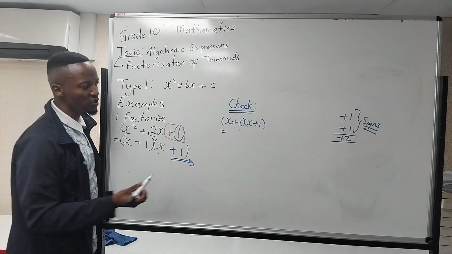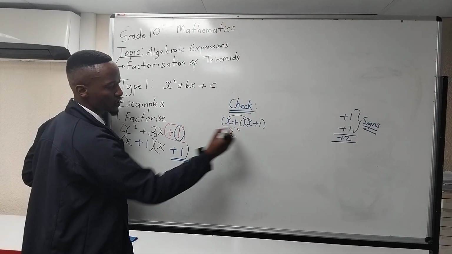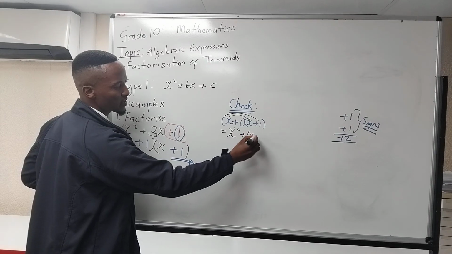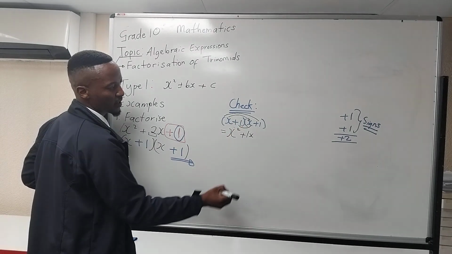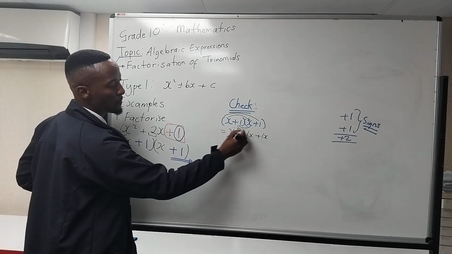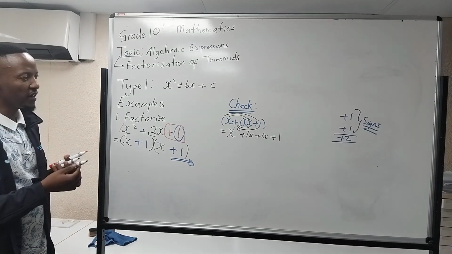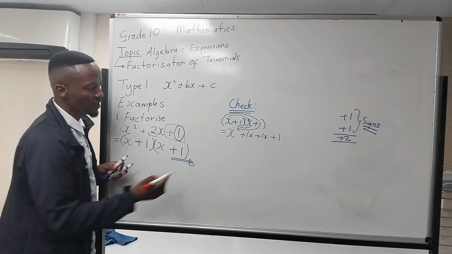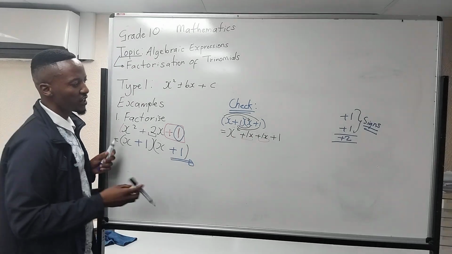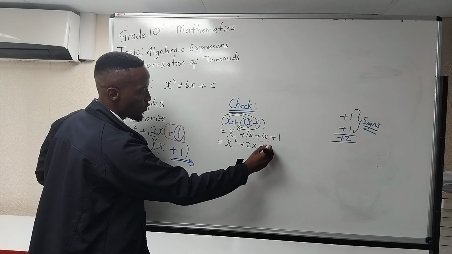Now let us test that using FOIL method. X multiplied by x, we will get x squared. X multiplied by positive 1, we will get positive 1x. Positive 1 multiplied by positive x, we get positive 1x. And then positive 1 multiplied by positive 1, we get positive 1. We identify the like terms. The like terms is positive 1x as well as positive 1x. Now when we add those like terms, we will now have x squared plus 2x plus 1.